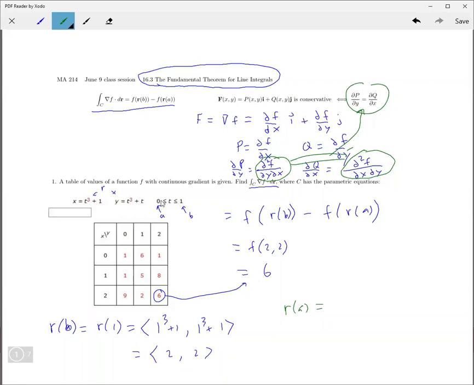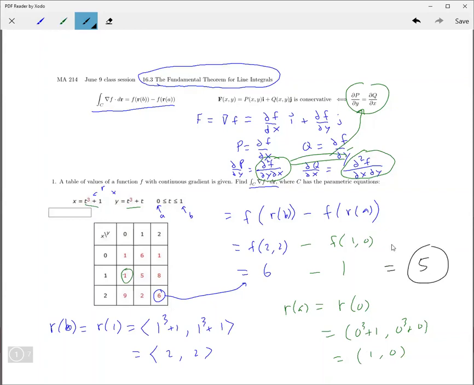r of a, that's going to be r of 0. And so you plug in zeros for here and here. So 0 cubed plus 1, comma 0 cubed plus 0. And now it's going to be 1, 0. And that's minus f of 1, 0, which is, here's 1, there's 0, so that's this one here. Okay, and so then your answer is 5 for the first one.